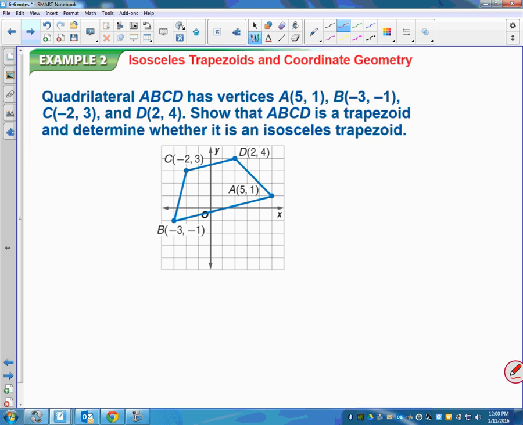What about this? Quadrilateral ABCD has these lovely vertices. Show that ABCD is a trapezoid and determine if it's an isosceles trapezoid. How could we use coordinate plane stuff to determine if this is a trapezoid? Slope, right? And it's really nice. That's why I've been giving you graph paper. If you graph it, you just have to look at the slopes. I want to see the work, right? I want you to say the slope of CB equals the slope of, how come there isn't a letter here?